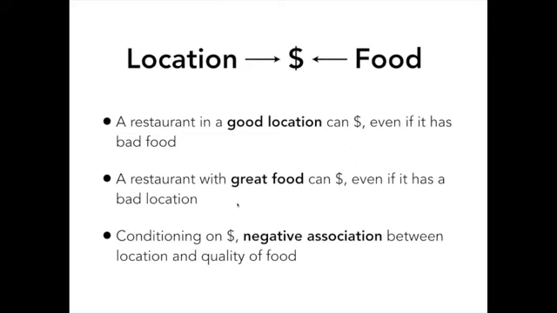But it's not because the location causes bad food. And it's not because having a good chef causes a bad location. Right? That is not what's going on. It's a consequence of the collider. And this is called selection bias.